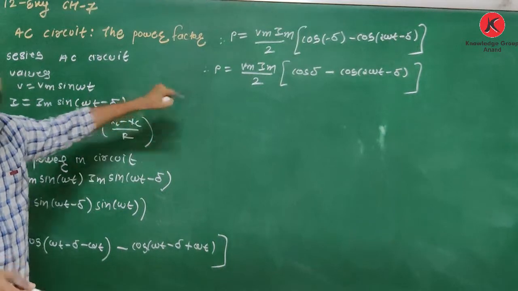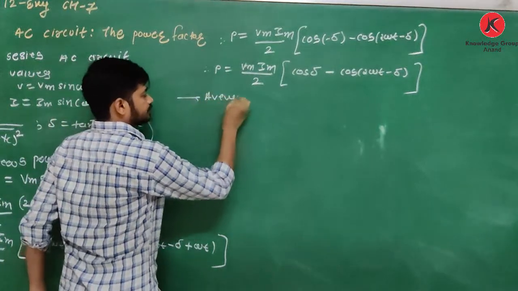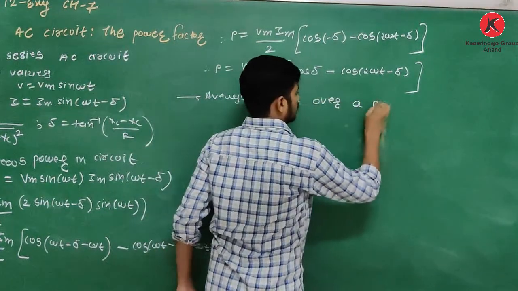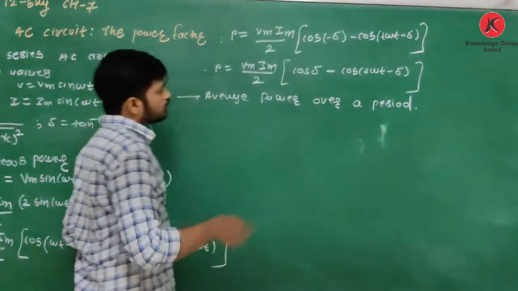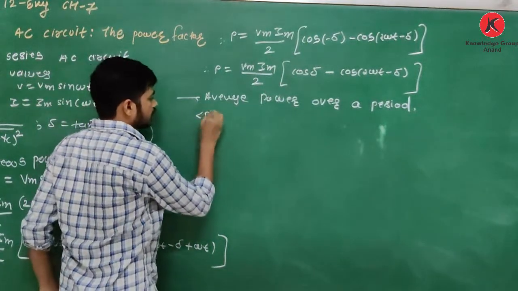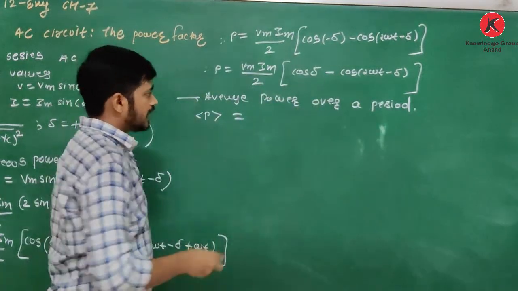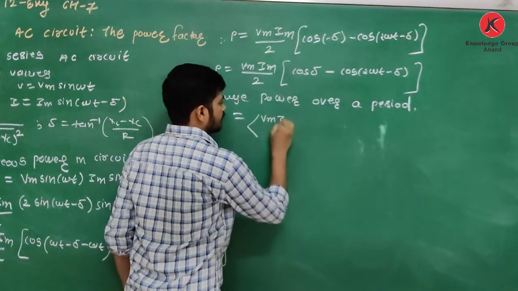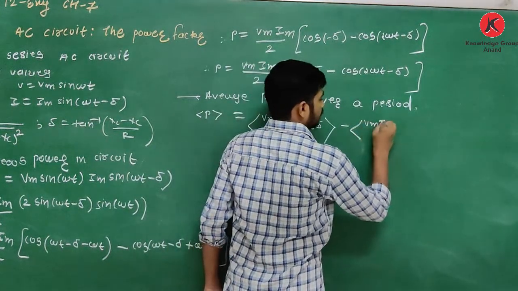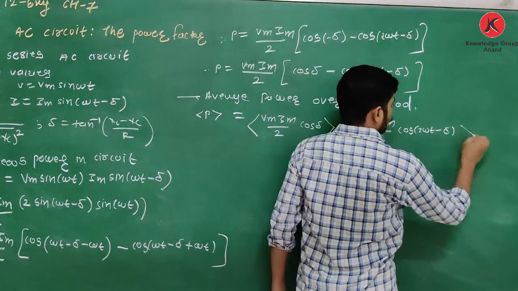Now, if we find the average power over a period. What is the average power over a period? See, average power P is the average of this whole equation, and I can write this whole equation as Vm Im by 2 cos del minus Vm Im by 2 cos(2 omega t minus del).